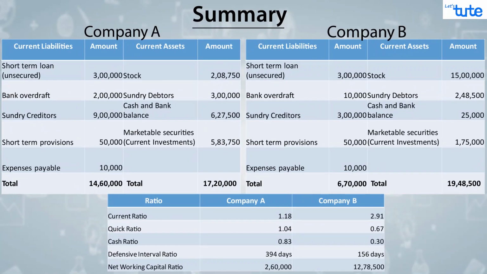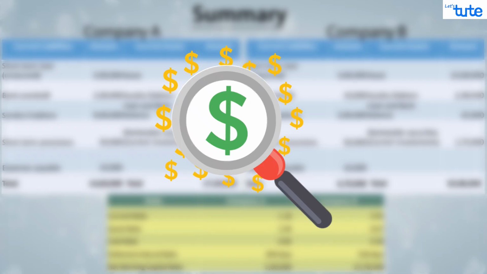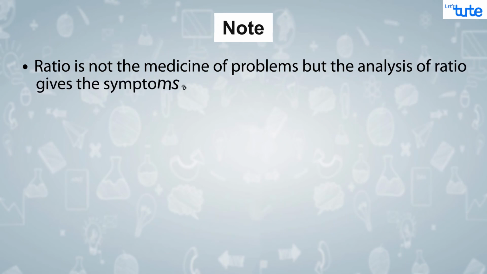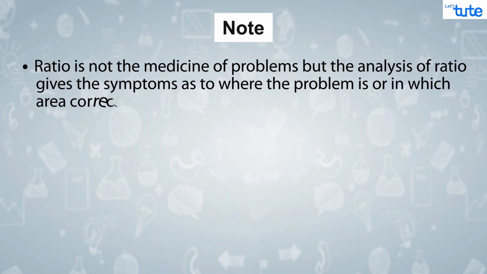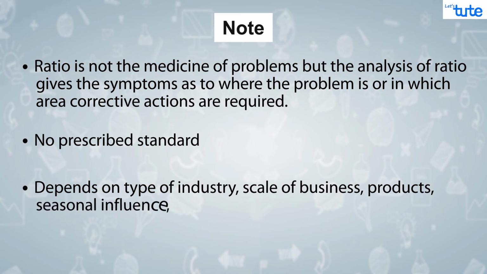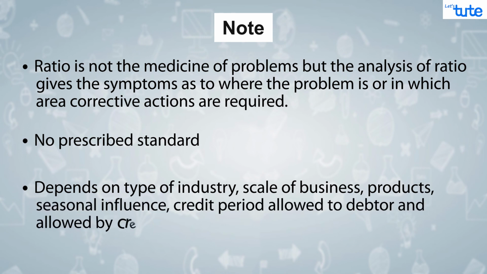To sum up, company B is having good liquidity position but higher amount is blocked in inventory. This makes pure cash position of company B less attractive than that of company A. Here we are just trying to summarize all 5 liquidity ratio in this session. We'll do more such analysis in coming session. Please note that ratio is not the medicine of problems, but the analysis of ratio gives the symptoms as to where the problem is or in which area corrective actions are required. Also, there is nothing like prescribed standard for this. Any number is good or bad, depends on type of industry, scale of business, products, seasonal influence, credit period allowed to debtor and allowed by creditor, etc.